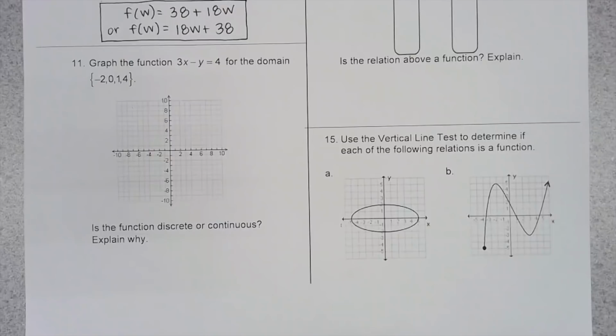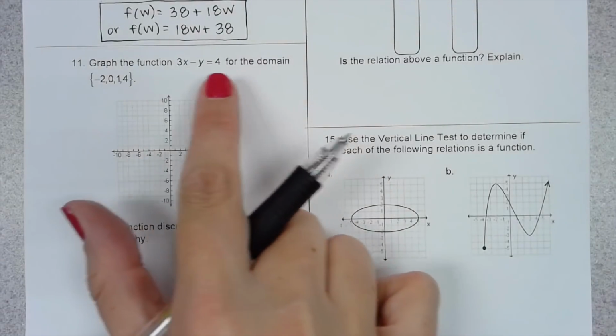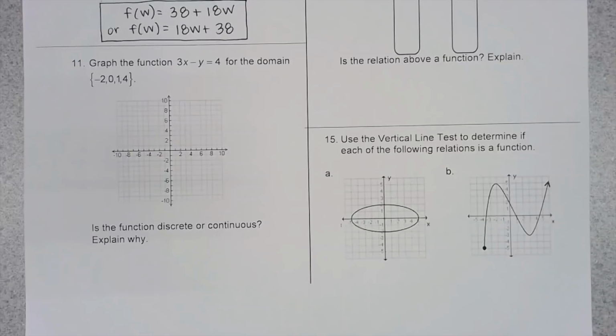Question number 11 says to graph the function, and you're given a function right here. And it says we're going to graph it for the domain, and then a domain is given to us. Whenever a domain is given to you, it means that those are the numbers that you're going to plug in, but those are the only numbers that you're going to plug in.